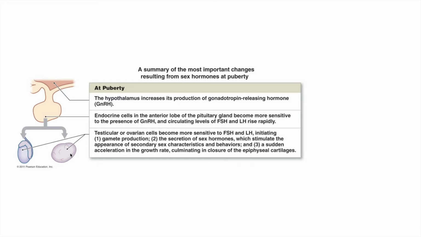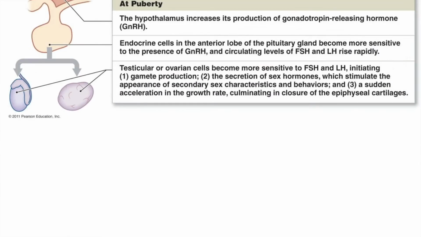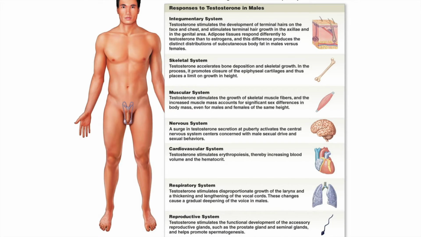So let's look at what this does. First off, in males, testosterone is released, and it stimulates the development of hair on the face, chest, axillary, and genital areas. It accelerates bone growth, and at the end of puberty causes closure of the epiphyseal plates. It stimulates the growth of skeletal muscle fibers.